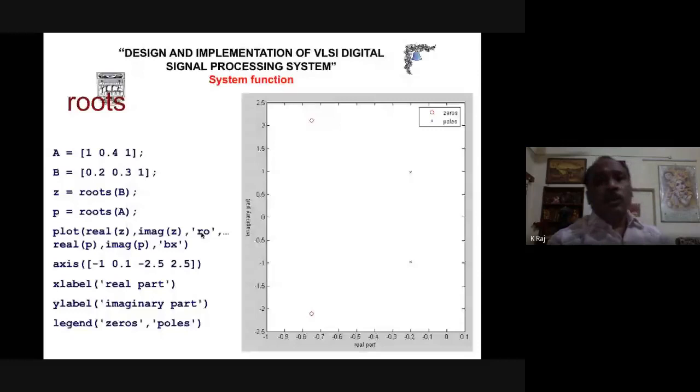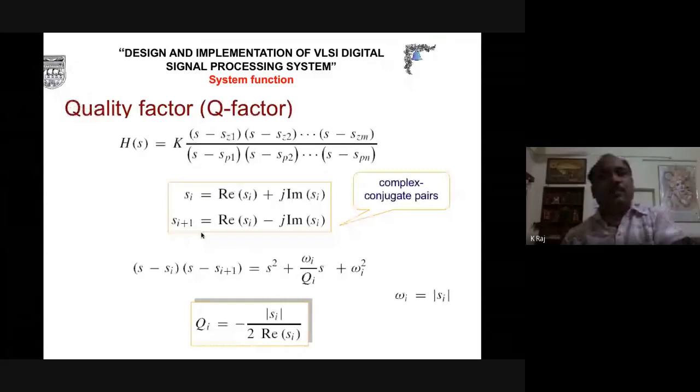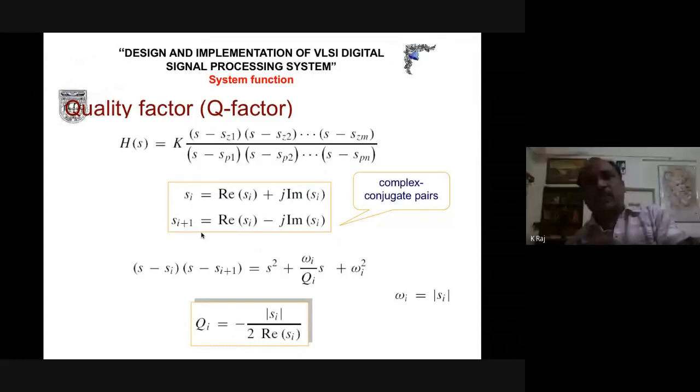Now, some more concepts which are associated with the analog systems. We are just trying to touch each and every concept of the analog LTI system, because these concepts will be very helpful during the discussion of the discrete-time, or digital, LTI system. Now, the quality factor.